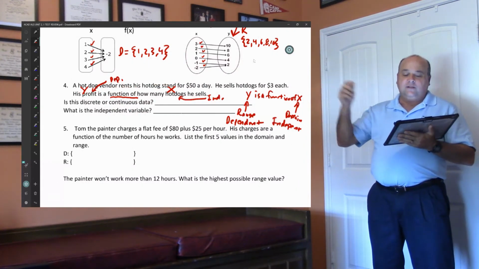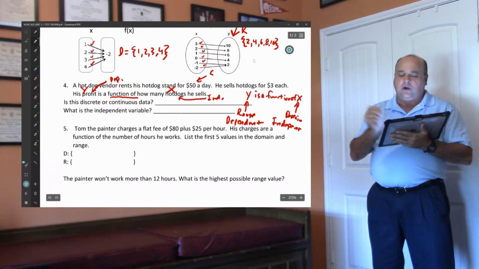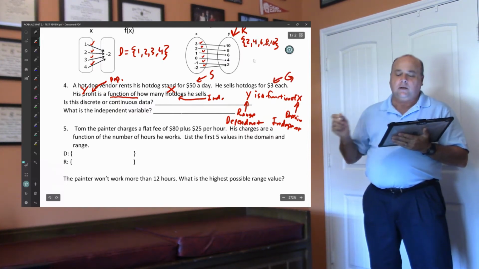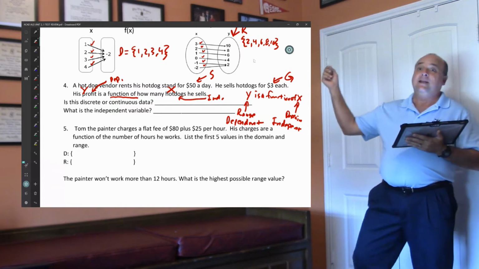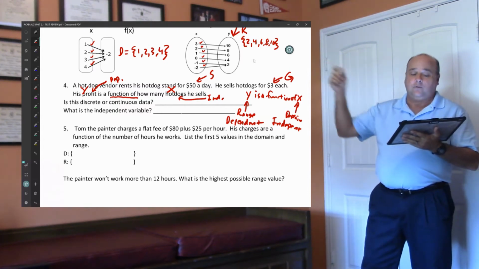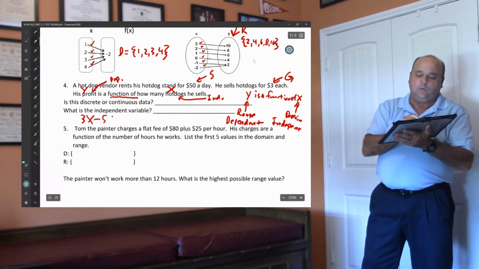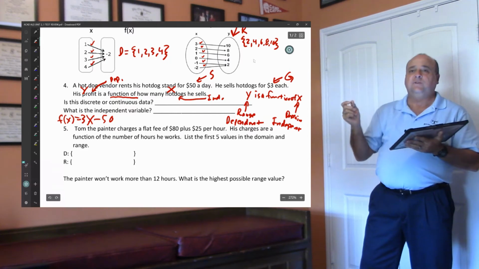The hot dog vendor rents the stand for $50 a day. That would be our starting number. He sells hot dogs for $3 each. That would be your growing number. Okay, but the stand would be negative, wouldn't it? Because he has to pay out, right? So your equation would be 3x minus 50, wouldn't it? And this would be f of x equals 3x minus 50.